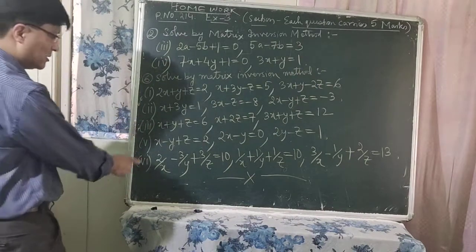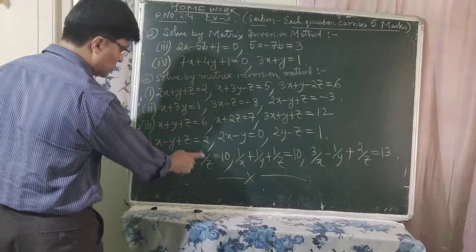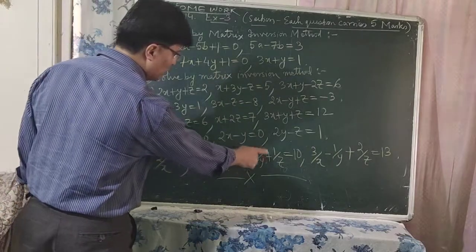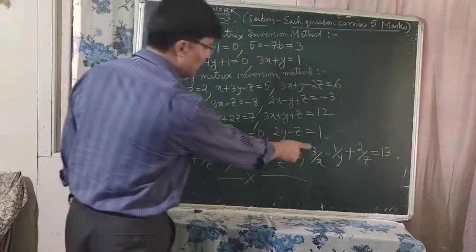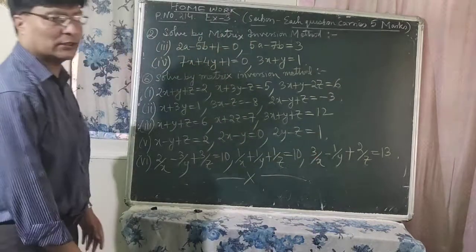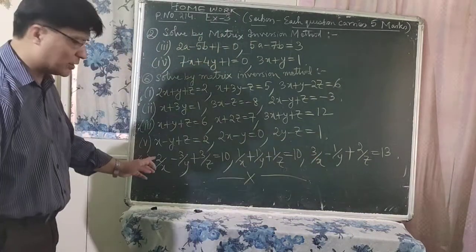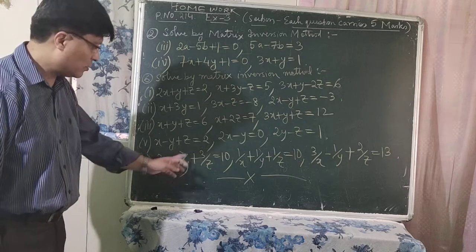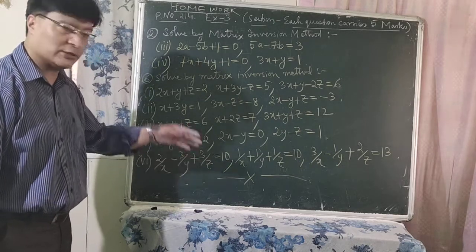Now in number 6, it is 2 by x minus 3 by y plus 3 by z is equal to 10, 1 by x plus 1 by y plus 1 by z is equal to 10, 3 by x minus 1 by y plus 2 upon z is equal to 13. So in this case, you have to assume 1 by x is equal to small a, 1 by y is equal to small b, 1 by z is equal to small c.